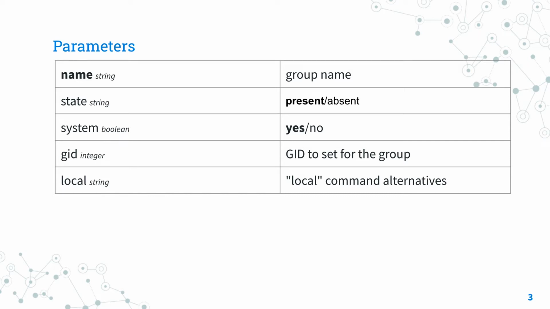You could specify the group ID, the number that identifies our group in the Linux system, using the gid parameter. The local parameter is quite special because it allows using the local command alternatives on platforms that implement a central authentication system. We don't need it, but just in case.